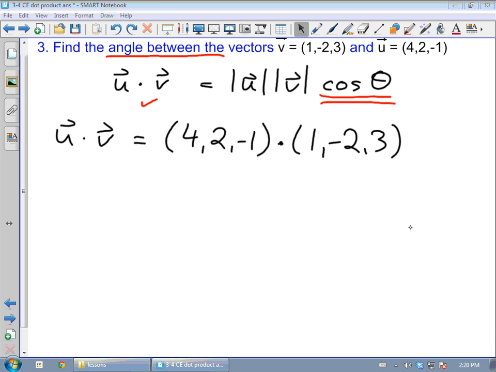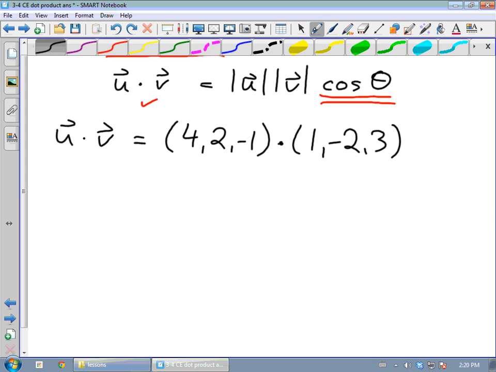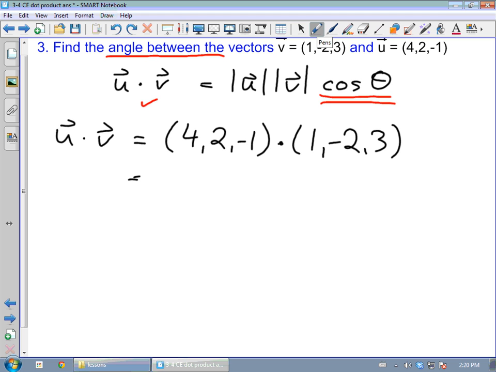So this time around, I'm going to write u and v in the correct order here. And I actually did this to show you an important point. It doesn't matter what order we do the dot product in, the answer is still going to be the same. So I can do u dot v or I can do v dot u. I'm still going to end up with the same answer. So we'll go through the dot product again. 4 times 1 is 4. 2 times negative 2 is negative 4. Negative 1 times 3 is negative 3. Lo and behold, we still have negative 3 for our dot product.